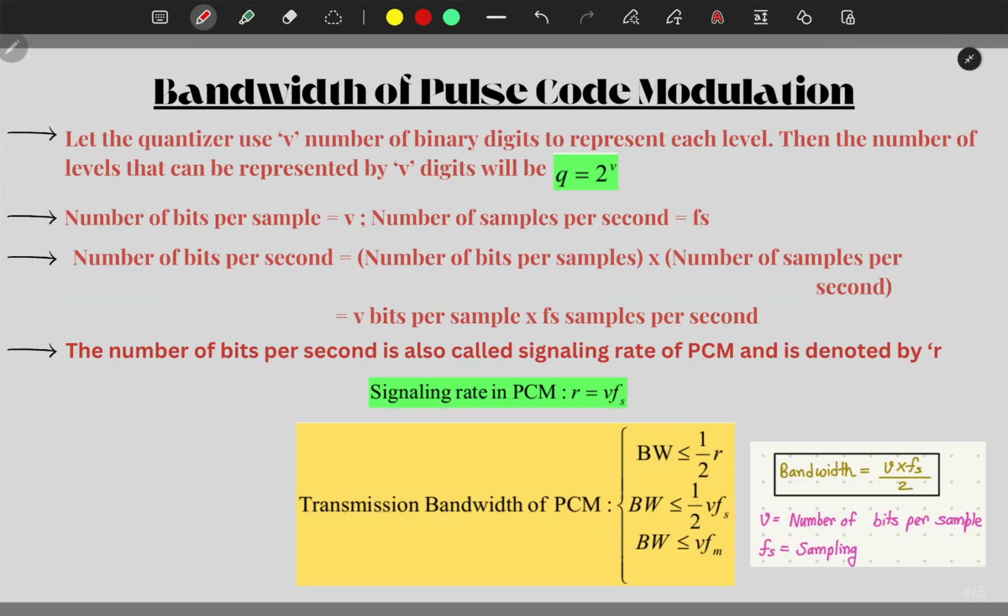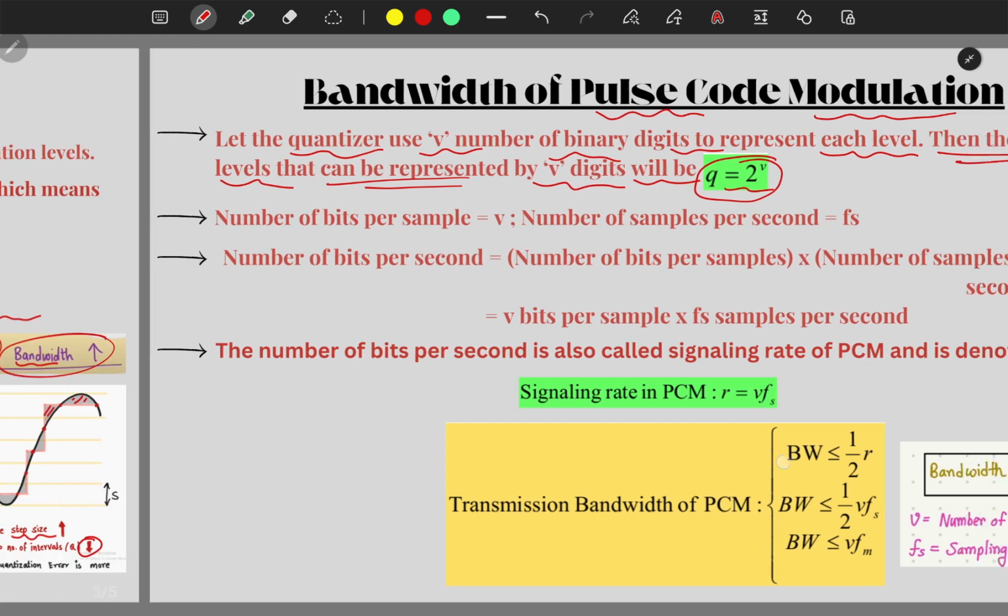So we are talking about bandwidth for a long time. What is bandwidth of a pulse code modulation? Let the quantizer use V binary digits to represent each level. Then the number of levels represented by V digits will be Q equals 2^V. This formula we have already seen in the previous slides also.